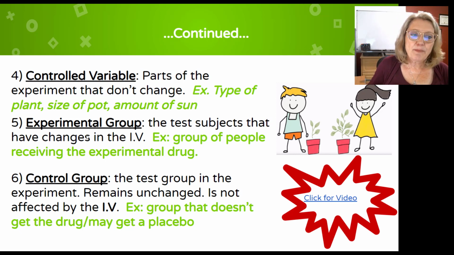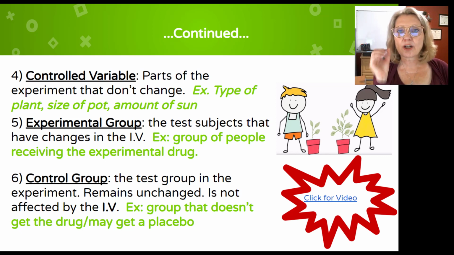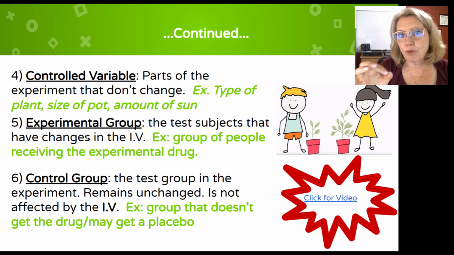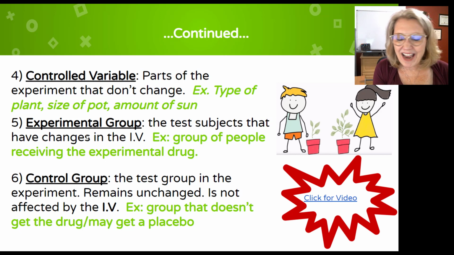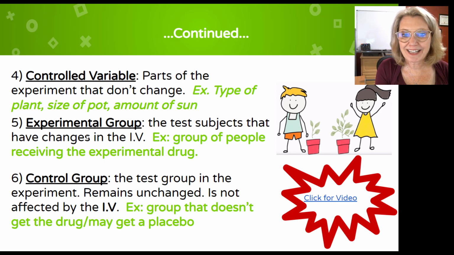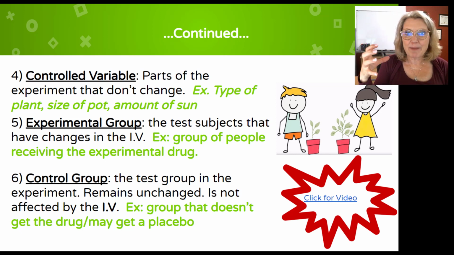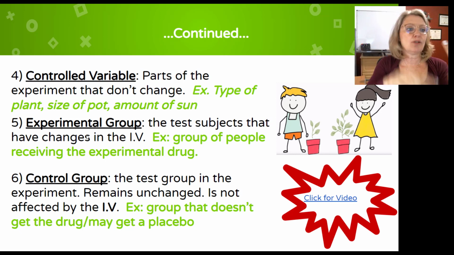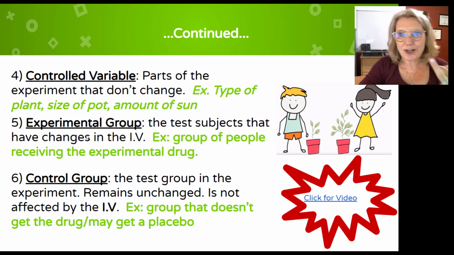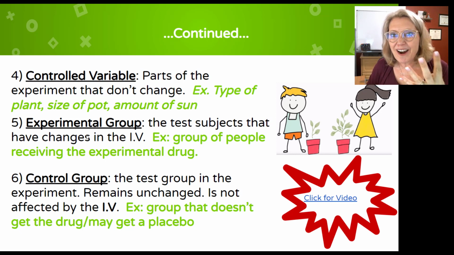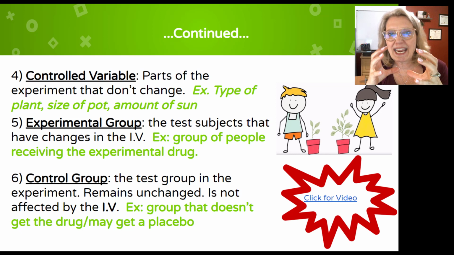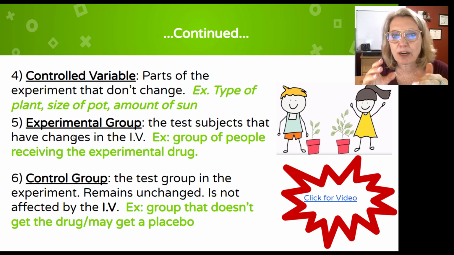All right, experimental group. This is the group of plants or people or whatever that is having the experiment done to it. Okay, I have an example. So maybe it's a group of people who are receiving an experimental drug, right? In our tomato plant experiment, our experimental group are all of the plants that are getting juice or Coca-Cola or milk, or what else could we feed it? Ketchup, I don't know. Those are the group of plants that are getting all of the experimental liquids.